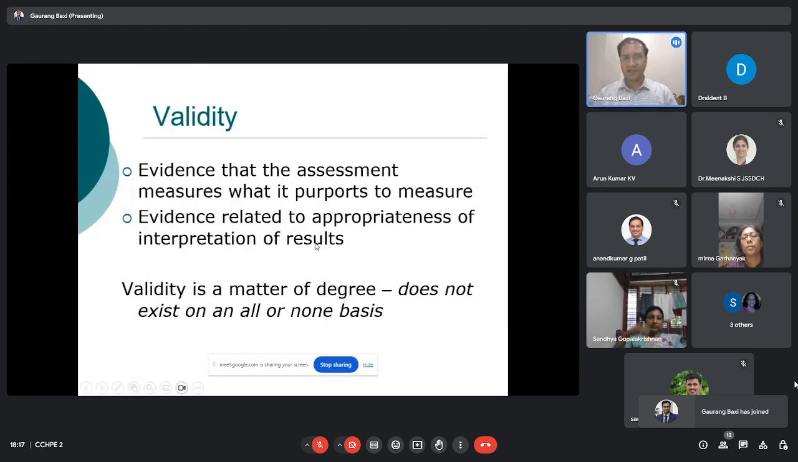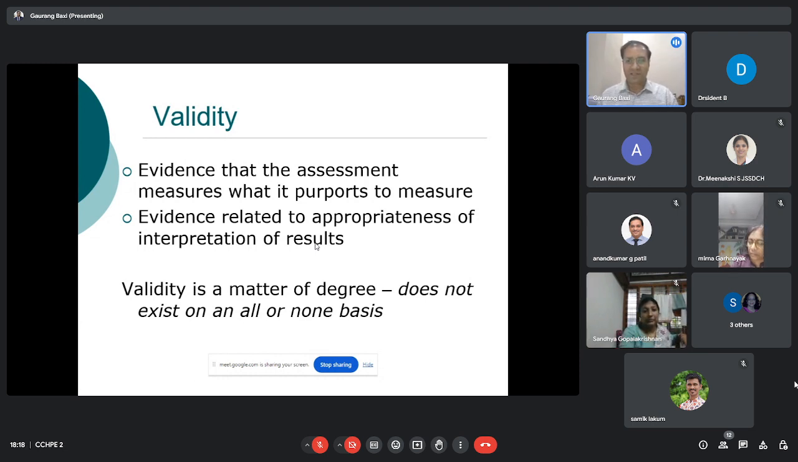So coming back to the slide, validity is evidence that your assessment is measuring what it is supposed to measure. So what was I supposed to measure? I was supposed to measure their knowledge. Did I assess their knowledge? Yes, it's a high validity. But what interpretation did I make? From the same tool, if I'm misinterpreting something, then the validity goes down.